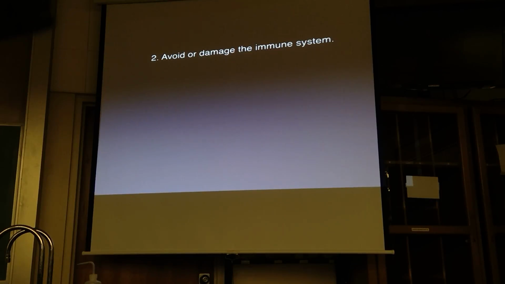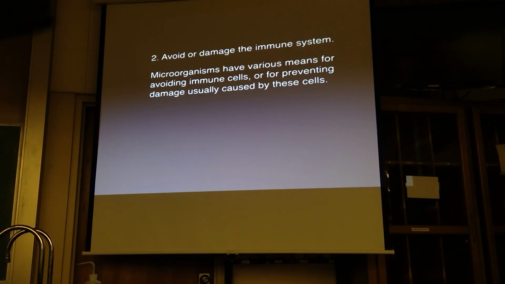So the organisms have to be able to get in. That's the first thing they have to do. The second thing they have to do is be able to either avoid or cause damage to the immune system, immune cells. So it turns out they have a variety of ways of avoiding immune cells, and some of them can prevent damage caused by these cells, or at the extreme end, they can actually damage the immune cells themselves.